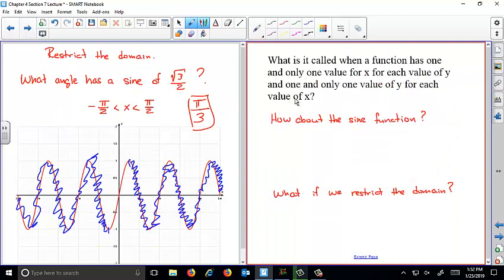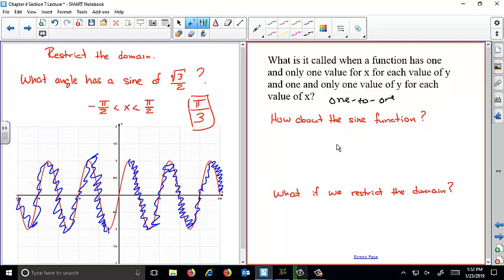So here were some questions we've already talked about. What is it called when a function has one and only one value for y for each value of x? And we said that what that's called is one-to-one.